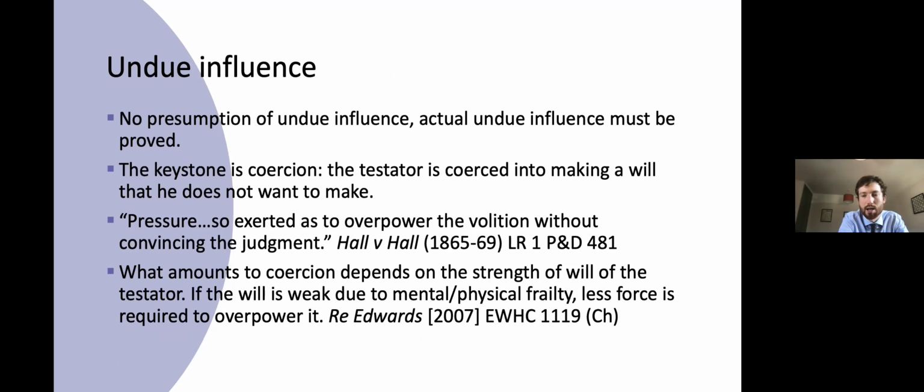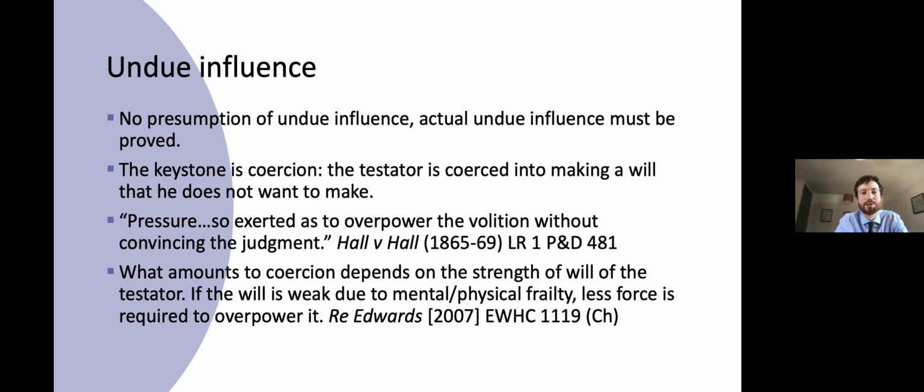So unlike capacity or knowledge and approval, where the propounding party has the burden of proof to show that the testator had capacity and knew and approved of the contents and that it was properly executed, even with the help of those presumptions which I've mentioned, the difference with undue influence is it's for the party alleging undue influence to prove it. Unlike lifetime transactions, there's no presumption that arises in contentious probate claims. The undue influence must actually be proved.